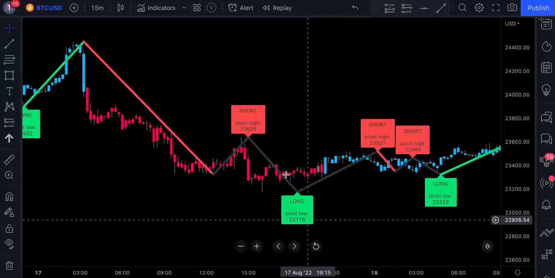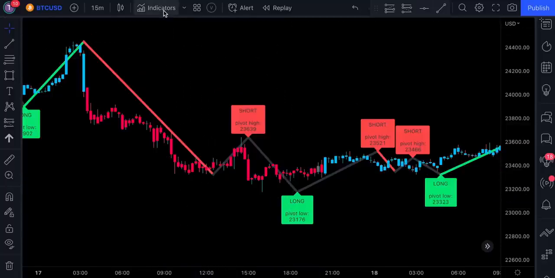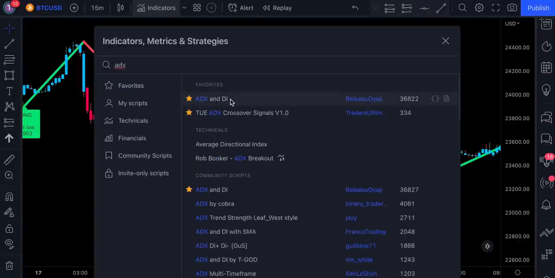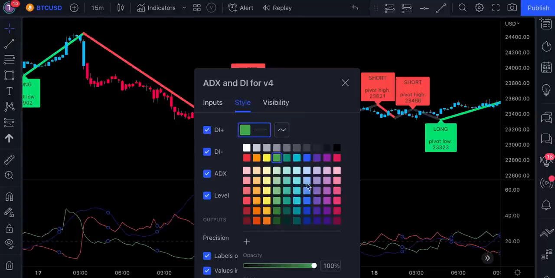Even though these two indicators work really well together, we still need to add one more confirmation. And for that, we're going to be using an indicator called ADX and DI. Now let's access the indicator settings and make the lines more visible.